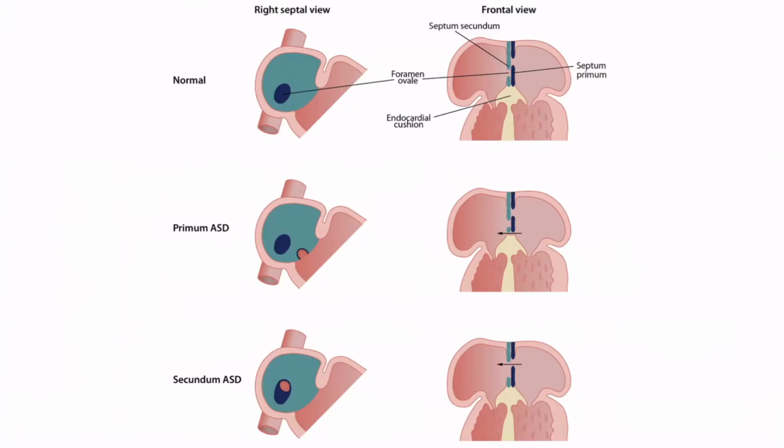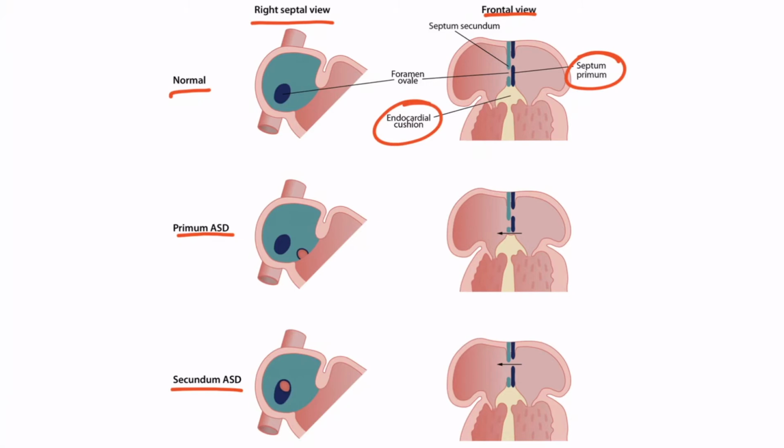Here we can see a right septal view and a frontal view of the left atrium and right atrium of a normal heart, a primum ASD, and a secundum ASD. Notice that the septum primum normally fuses with the endocardial cushion to form a portion of the interatrial septum. If fusion with the endocardial cushion fails, then the patient ends up with a defect near the endocardial cushion, and this is known as a primum atrial septal defect.